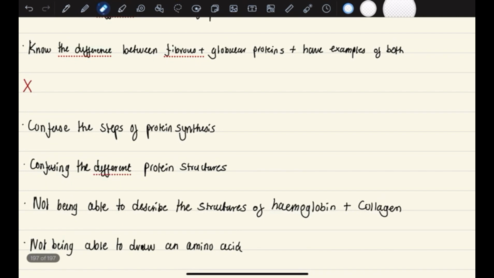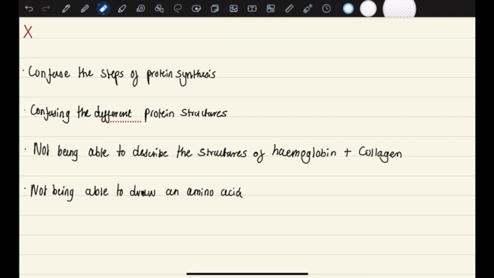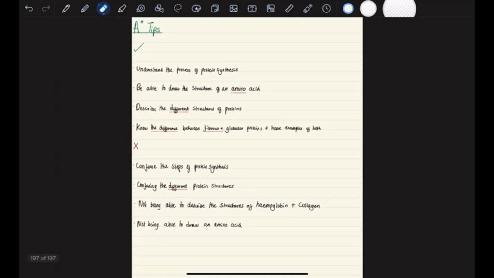What do we not want to do? The steps of protein synthesis, like your transcription and translation, just don't get those confused, because it is an easy thing to do if you haven't covered it in a while. Also confusing these different protein structures. For example, when asked about secondary, you start describing primary. Just make sure that you know about that progression that the protein goes through, from the primary to the quaternary, if it has a quaternary. Then also the structures of hemoglobin and collagen. It's really good to just be able to describe them. I think it gets overlooked a bit, especially with collagen. And then not being able to draw an amino acid. I've seen it happen before. Just make sure that you're really confident with drawing those.